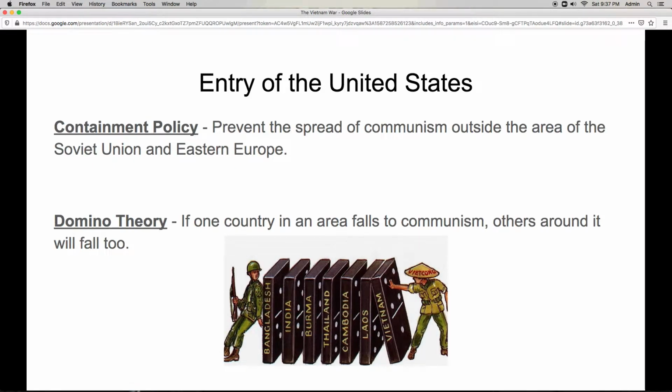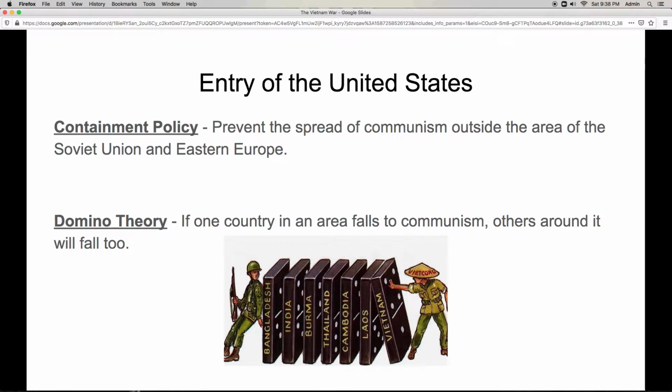Terms. You've heard of this one already, the containment policy, which dates all the way back to Truman. The Marshall Plan and the Truman Doctrine and essentially the Eisenhower Doctrine. You have this policy that the United States has gone all in, and they will do whatever they can to keep communism in Eastern Europe and the Soviet Union. They do not want it to spread. It spread to China, and we got embarrassed.